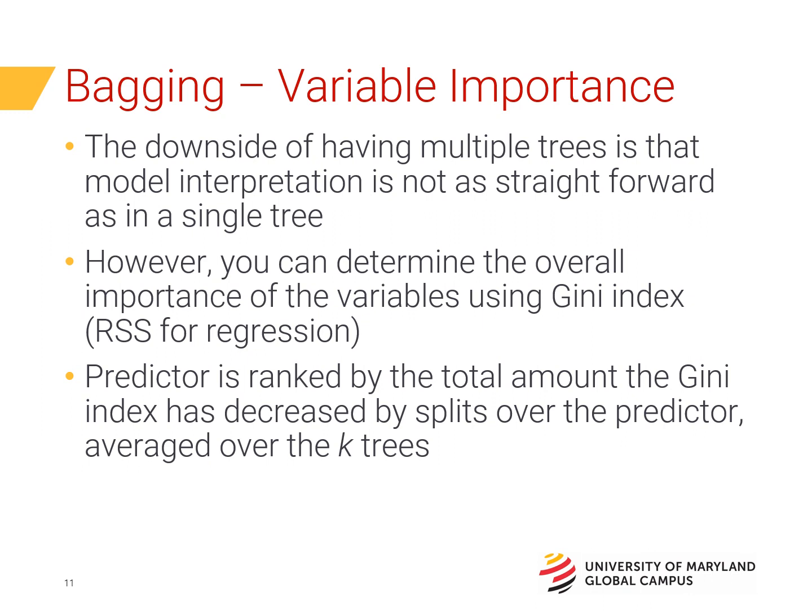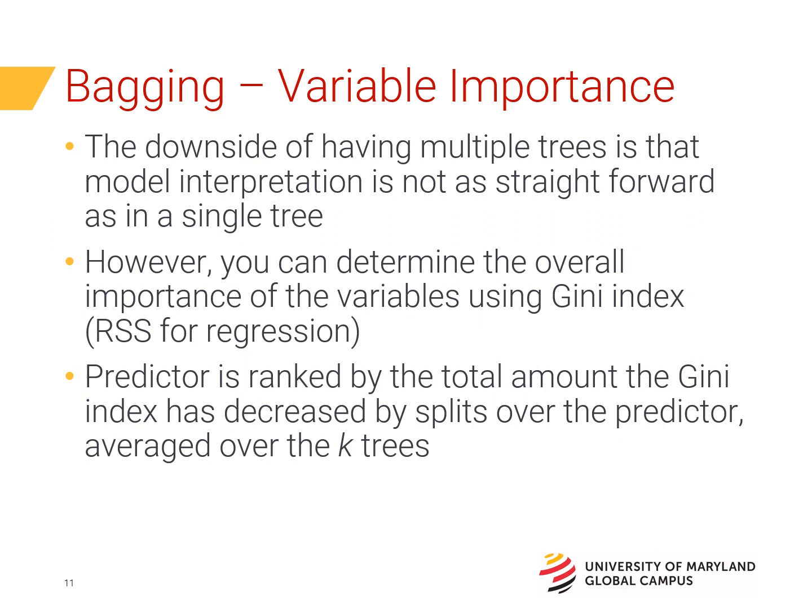The Gini index is a measure of impurity or inequality used in decision tree splitting. It quantifies the degree of heterogeneity within a node and helps determine the best split at each step of the tree building process. To determine the overall importance of a variable in a bagged model, we can calculate the total amount by which the Gini index has decreased due to splits over that particular variable, averaged over all the trees in the ensemble. This process involves the following steps.